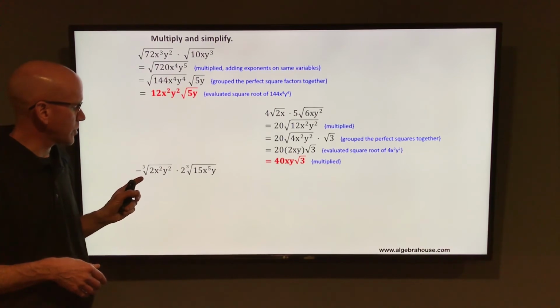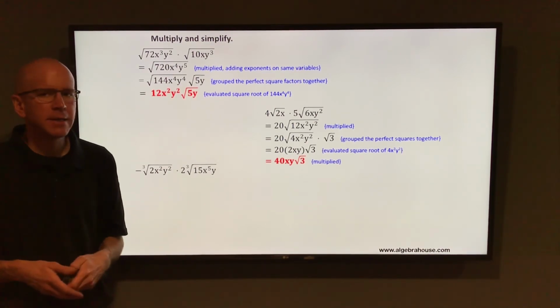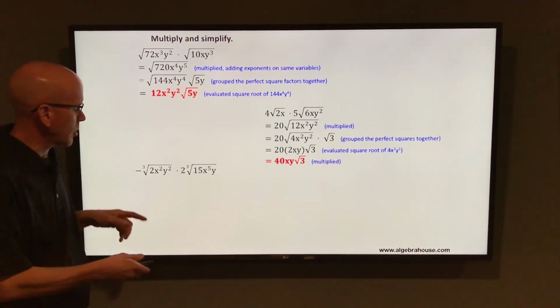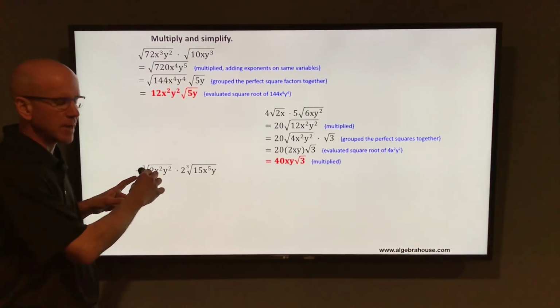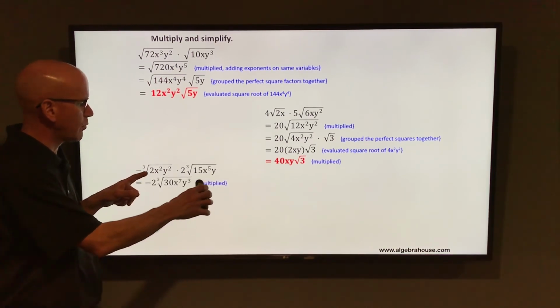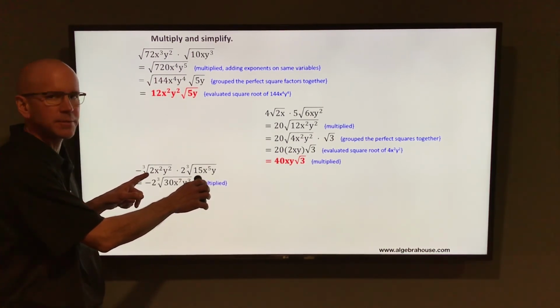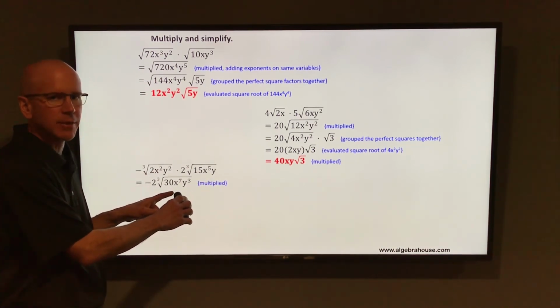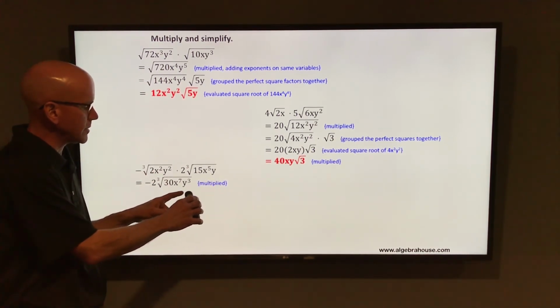Next, the negative of the cube root of 2x squared y squared times 2 times the cube root of 15x to the fifth y. Multiply what's in front of the radical sign, so you have a negative sign and then a 2. So it'd be negative 2 times the cube root of what's under the radical sign would be 2 times 15 is 30. Then x squared times x to the fifth is x to the seventh. And then y squared times y is y to the third.